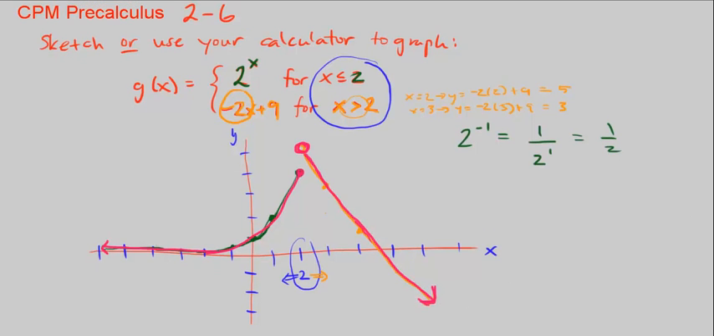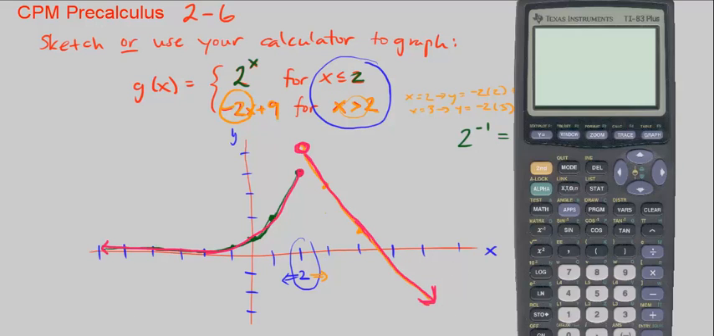So let's say I wanted to use my calculator to verify or to help me. Either way, I want to sketch this on my paper. So I could put, remember, in parentheses, 2 to the x, because that's the first part.